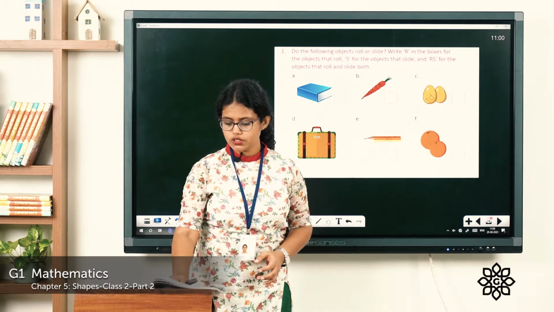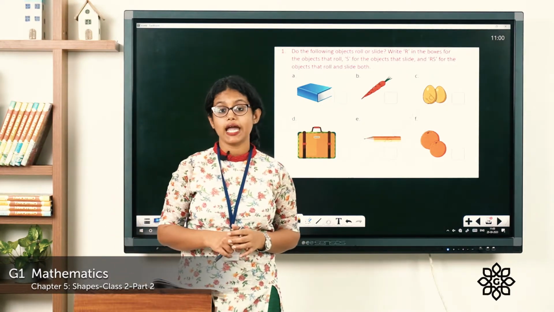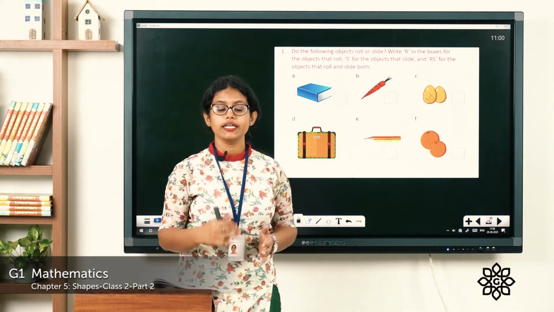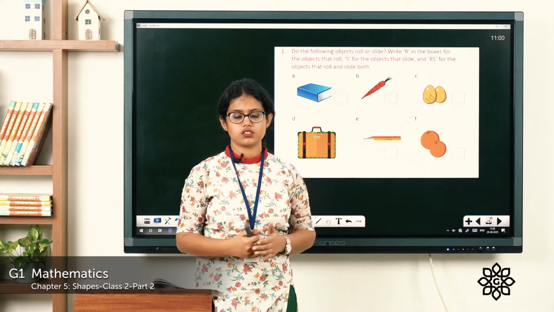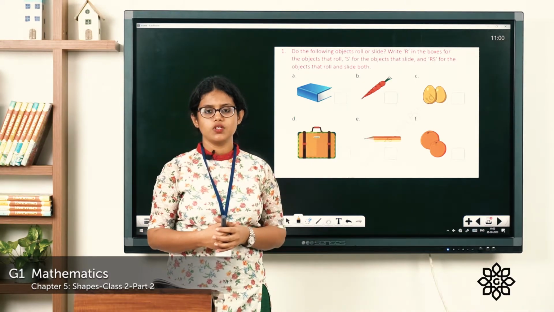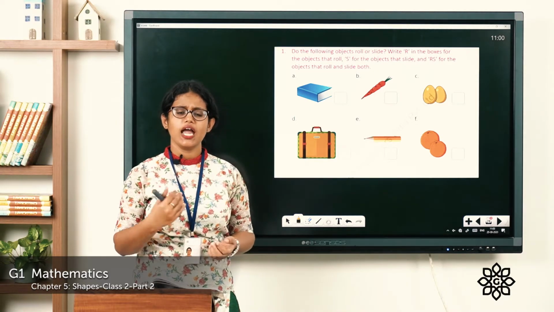On page number 77, there is a question for rolling and sliding. Give two examples for rolling and sliding. We learnt which objects can roll and which objects can slide, so you can write two examples for things which can roll and which can slide.